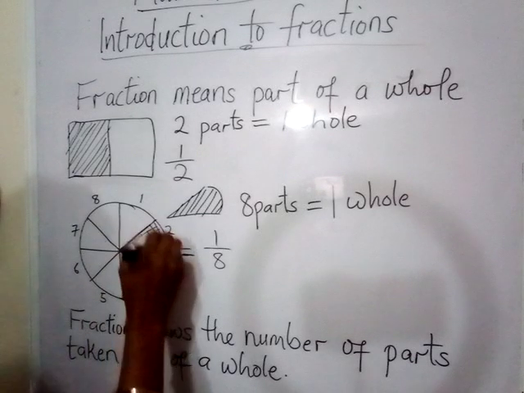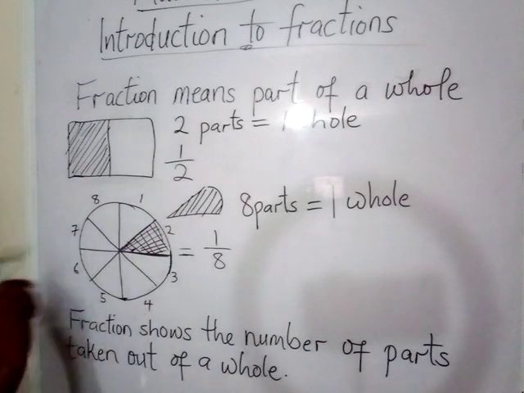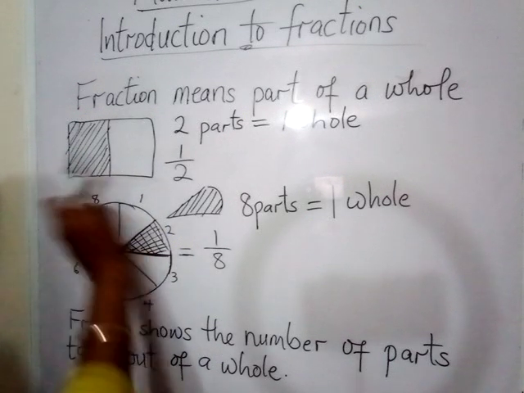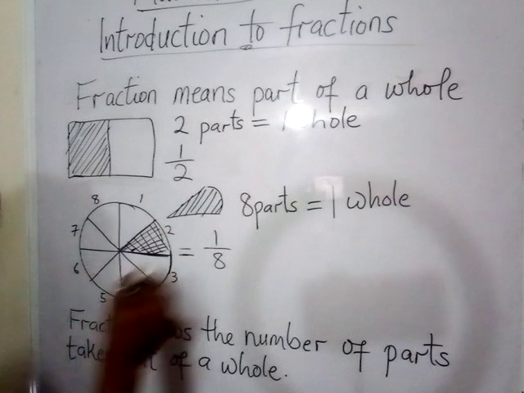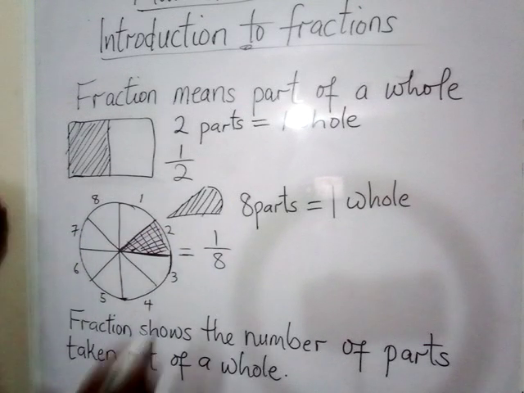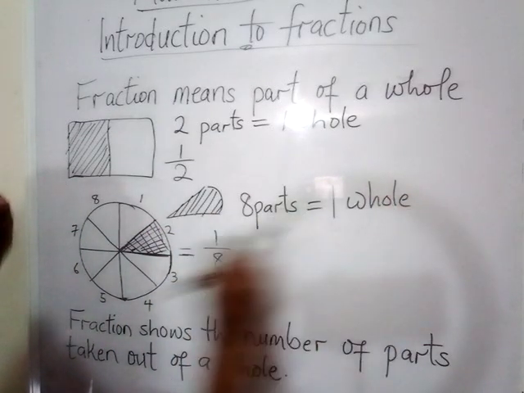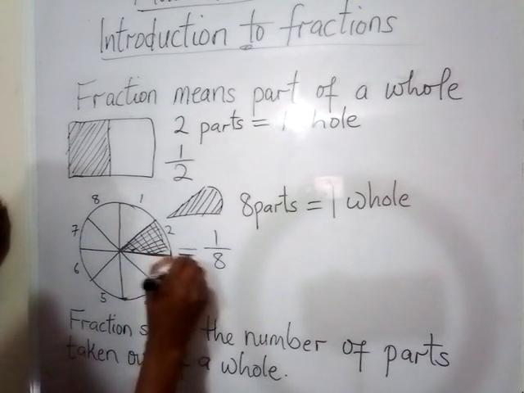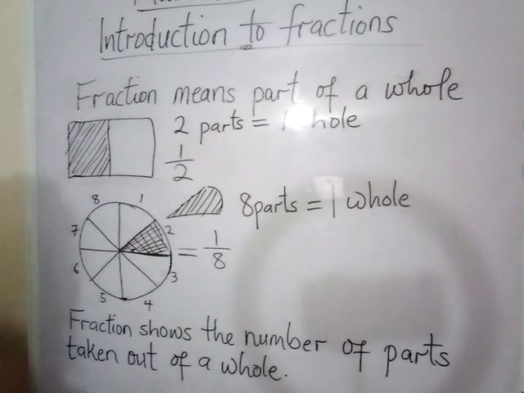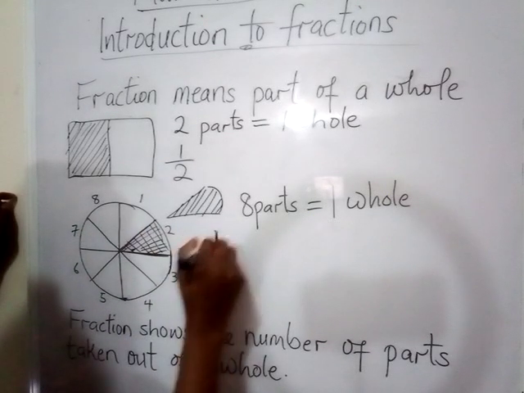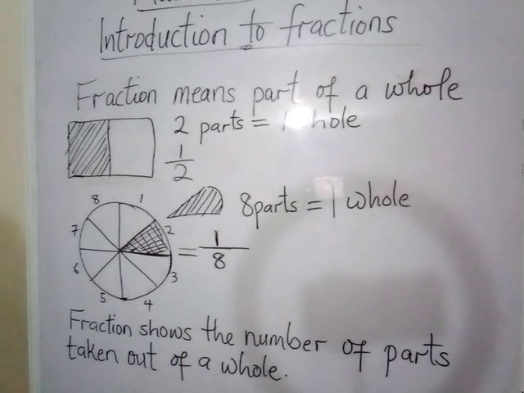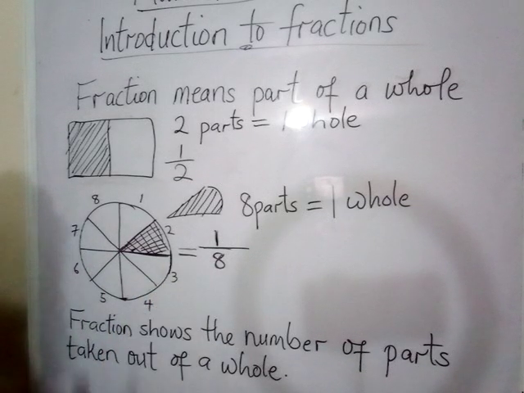Now this shaded part is just one part out of the 8 parts. This shaded part is just one part out of the 8 parts that form the whole pizza. So what do you do? Remember, 8 parts equal to one whole. So if you want to show this shaded part as a fraction, you will say it is just one part out of 8 parts.